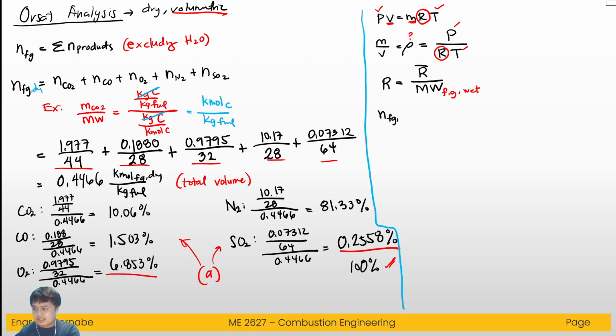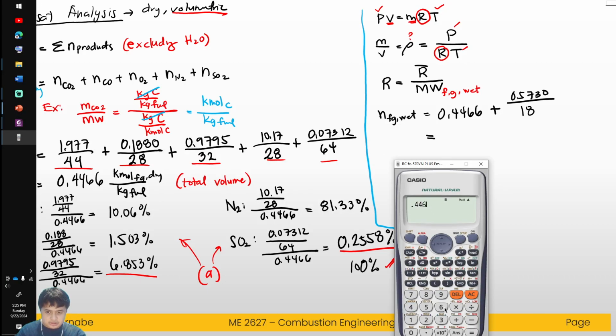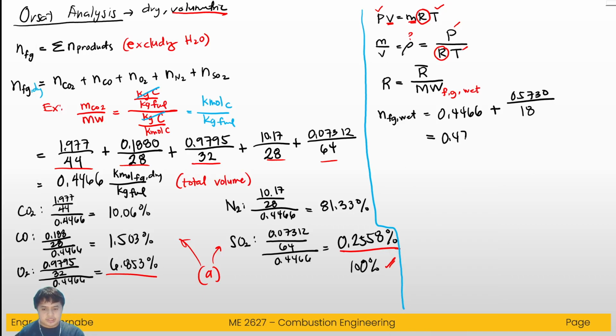To find the volume of flue gas that is wet, since this is dry, you just add the wet portion, so we have to consider the water. The water here will be 0.5730. And what is the molecular weight of H2O? It is 2 plus 16, so this will be over 18. You can find that this one will be 0.4466 plus 0.573 over 18. So we have 0.4784. So this is the volumetric, or total volume, of the wet flue gas.